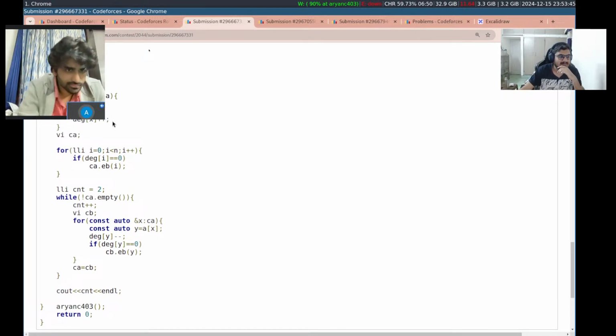Maintain the degree vector of how many nodes you had. Put all those with degree 0 in one of the vectors. As long as that vector is not empty, you increment the number of iterations. Now you find all the new guys who can have degree 0: run on all these values, decrease the degree by 1, and if the current degree becomes 0, move it to the new vector and keep doing it. And the idea was number of iterations plus 2. The plus 2 was to deal with the non-trivial way the year definition was given.